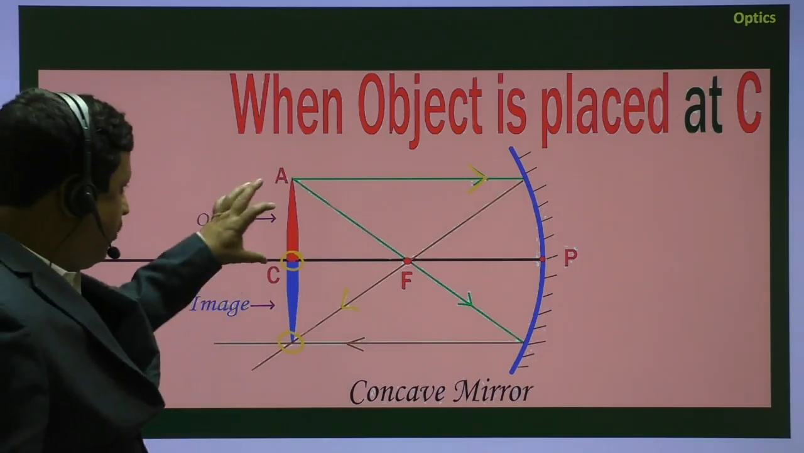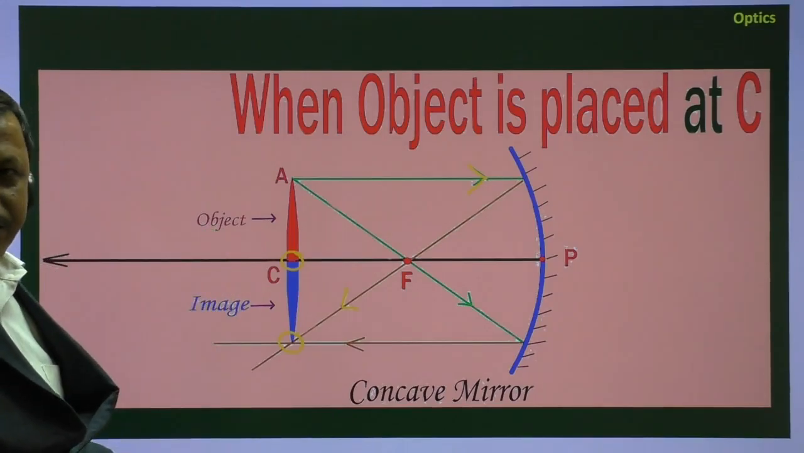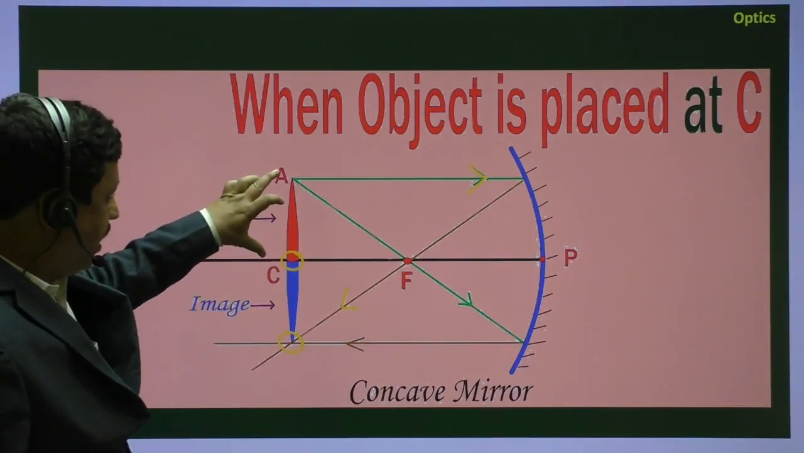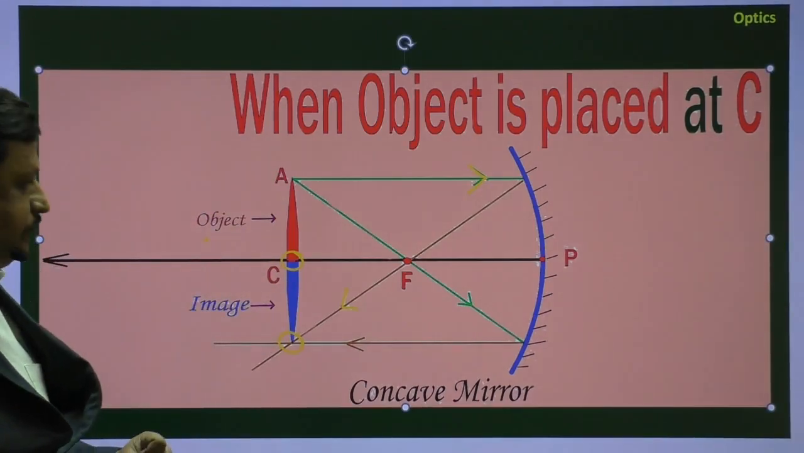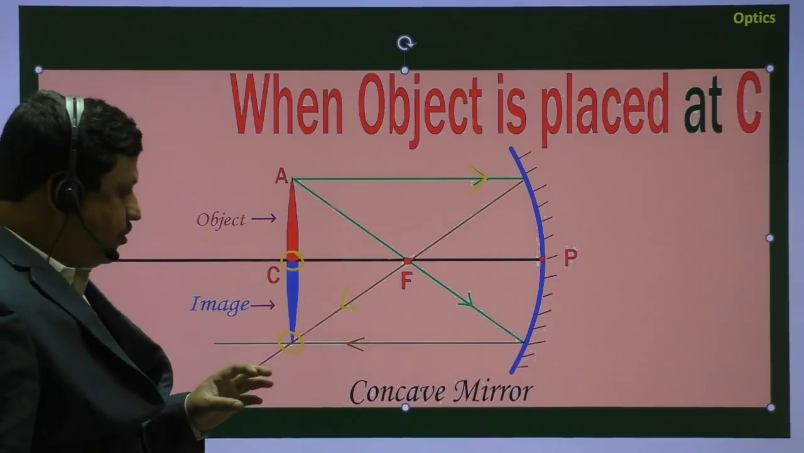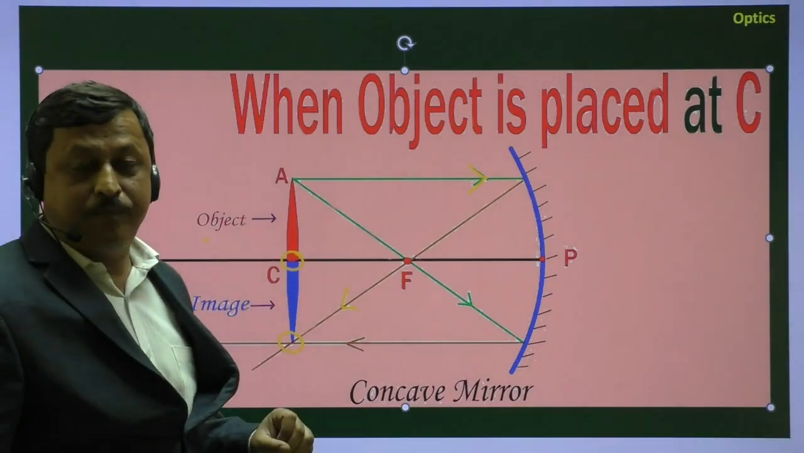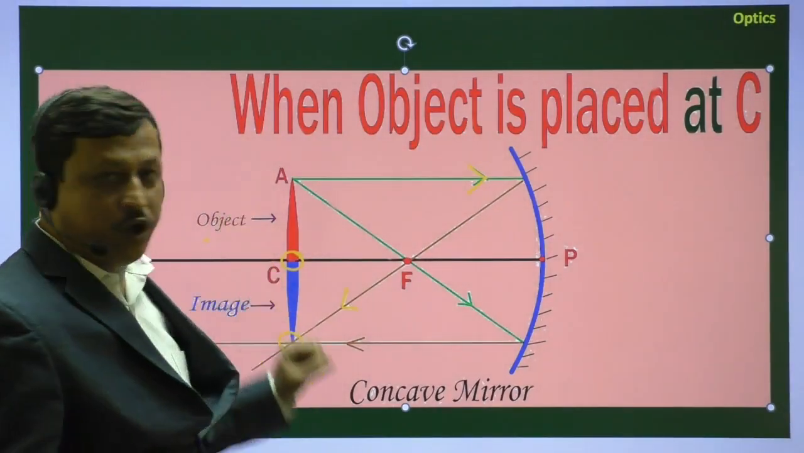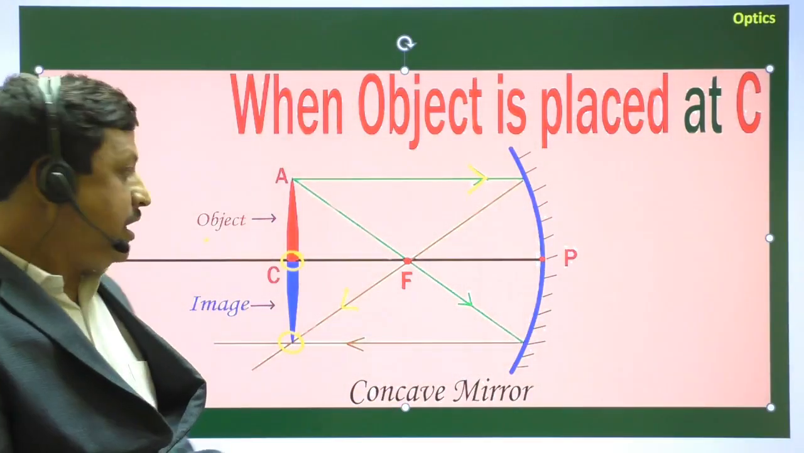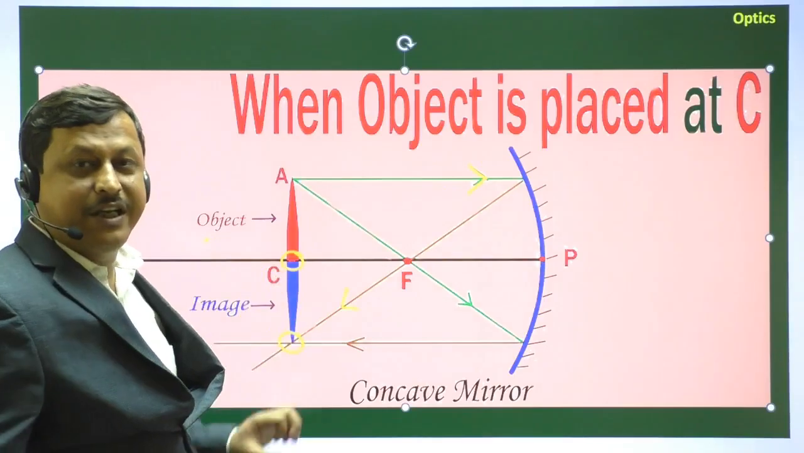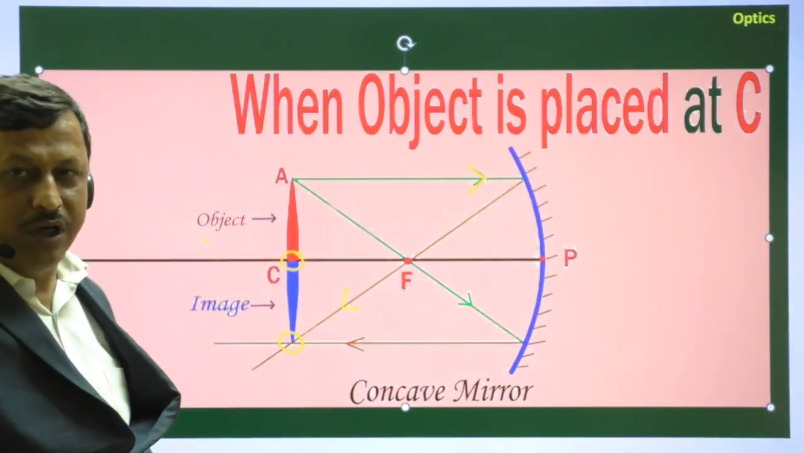You see, the position of the object and the position of the image are the same, as well as the height of the object and the height of the image are also the same. But the only difference is, you know, in case of a plane mirror the size of the object and size of the image will be the same, but this image is real, whereas in case of a plane mirror the image formed is virtual, right?